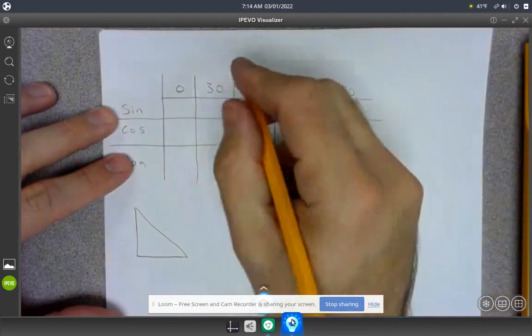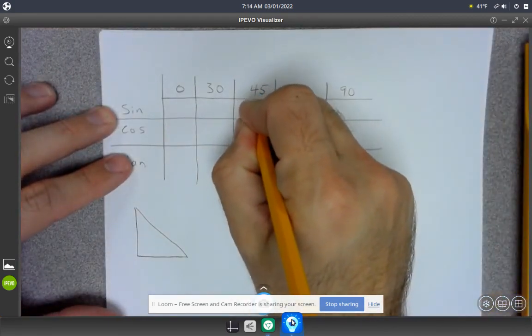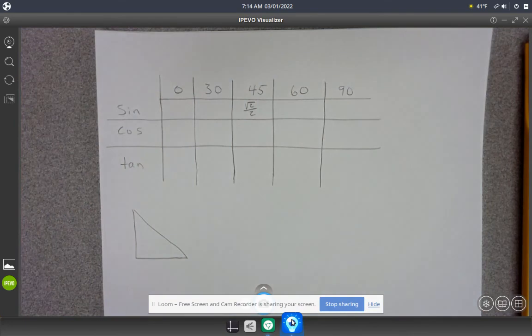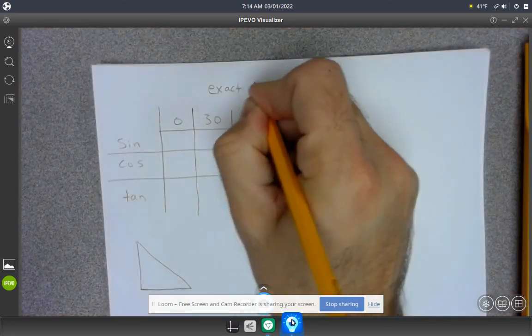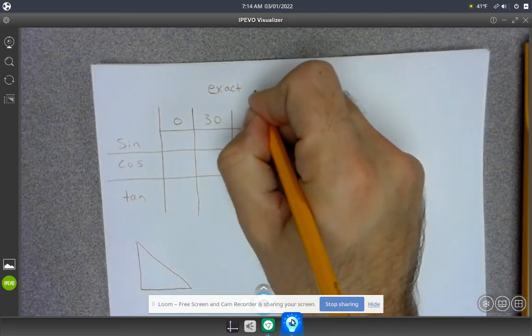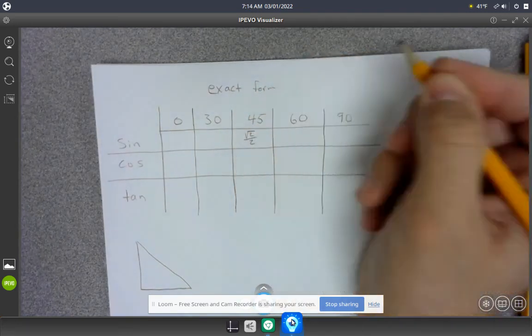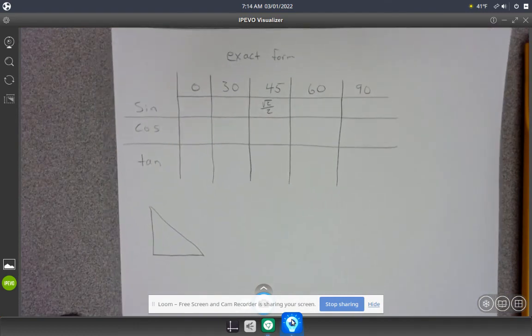Root 2 over 2 is the same as sine of 45. The way you get this answer is we're going to start with a right isosceles triangle. So let me just put on here. These are the exact answers or the exact form for different trig functions.